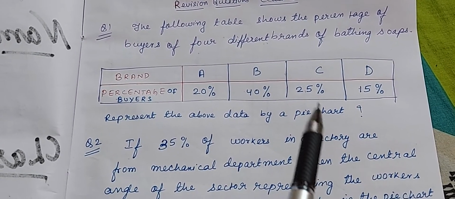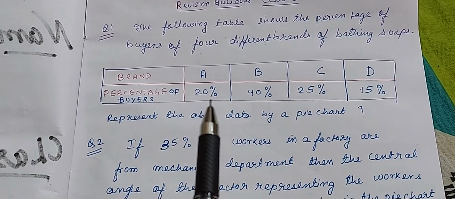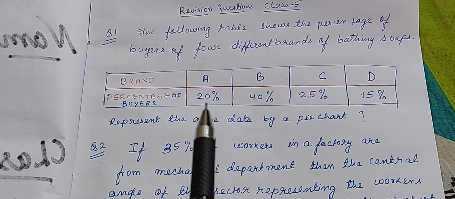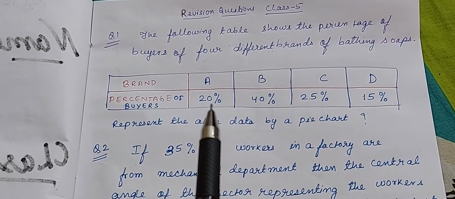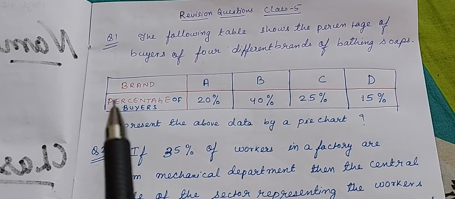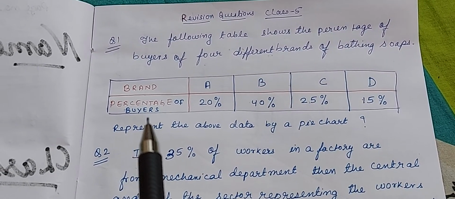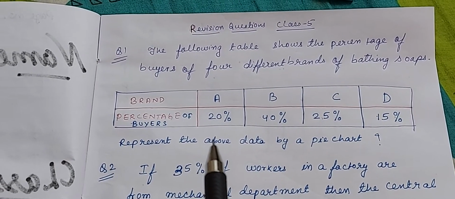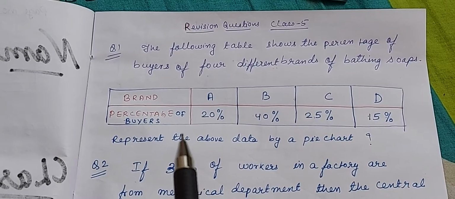So what will you do? First you have to take out the angle of each brand that it is covering in the pie chart. Okay, you have to make a column for it. First of all, you have to make three columns. One is brand, percentage of buyers, and the third one is angle covered by each brand. So for 20% it is 20 by 100 into 360 degree.